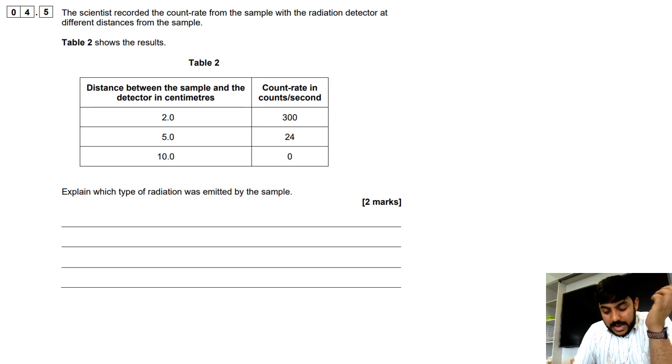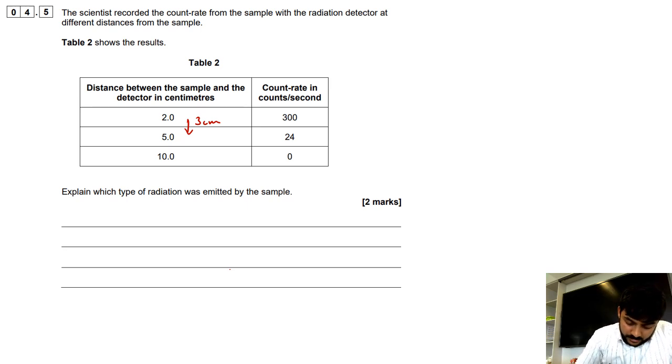The scientists recorded the count rate from the sample with the radiation detector at different distances from the sample. Table 2 shows the results. The distance between the sample and the detector in centimeters, and then count rate in counts per second. You can see that at 10 centimeters it goes down to 0, and at 5 centimeters it is significantly decreased from the 300 that is at 2 centimeters. Just a 3 centimeter difference, and it's significantly decreased. And after 5 centimeters it's not detected.